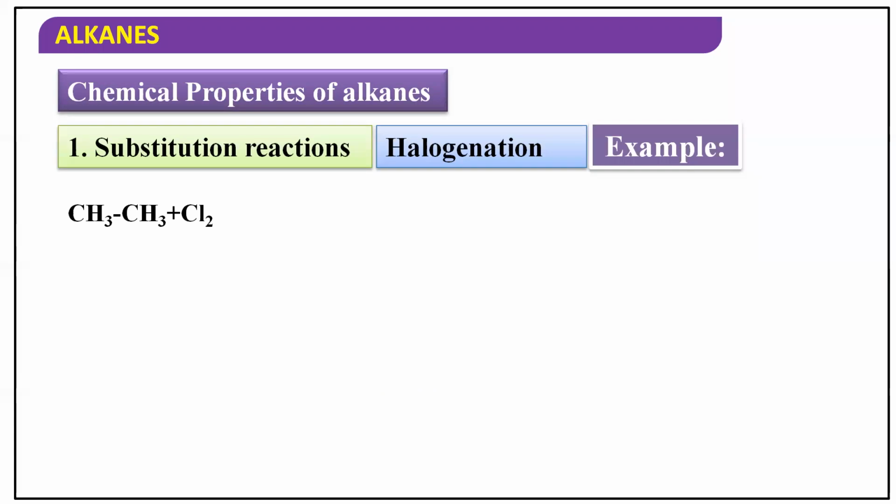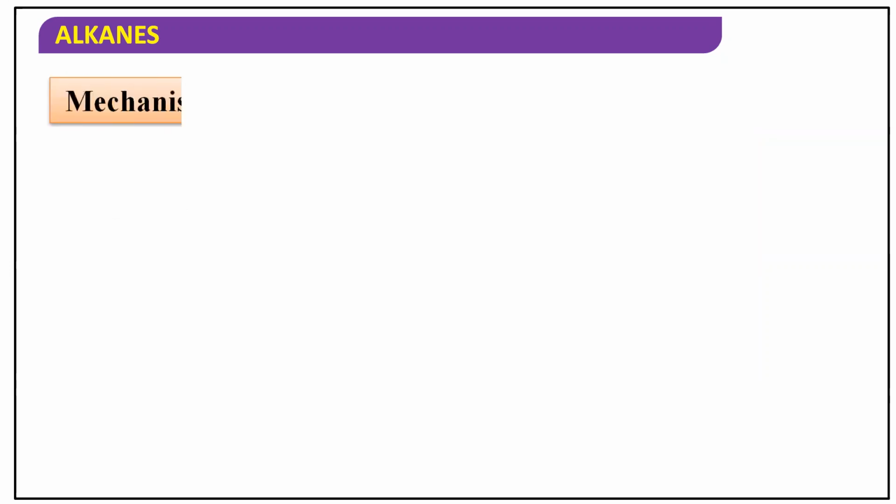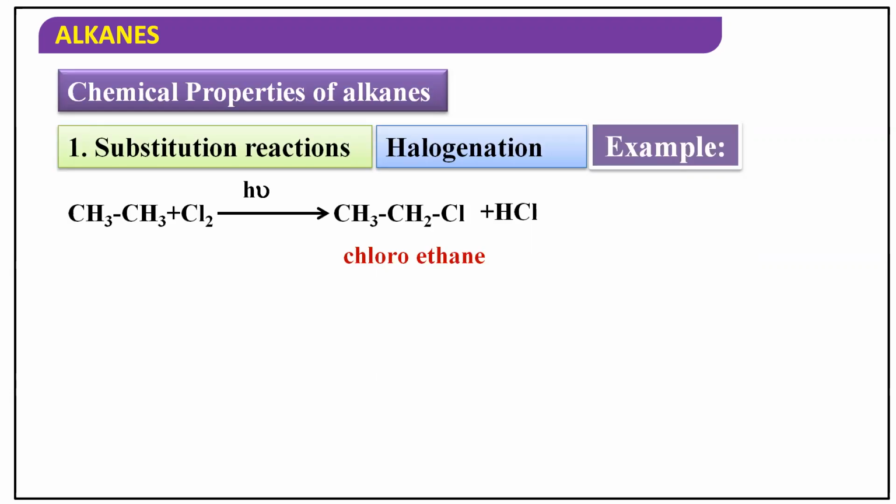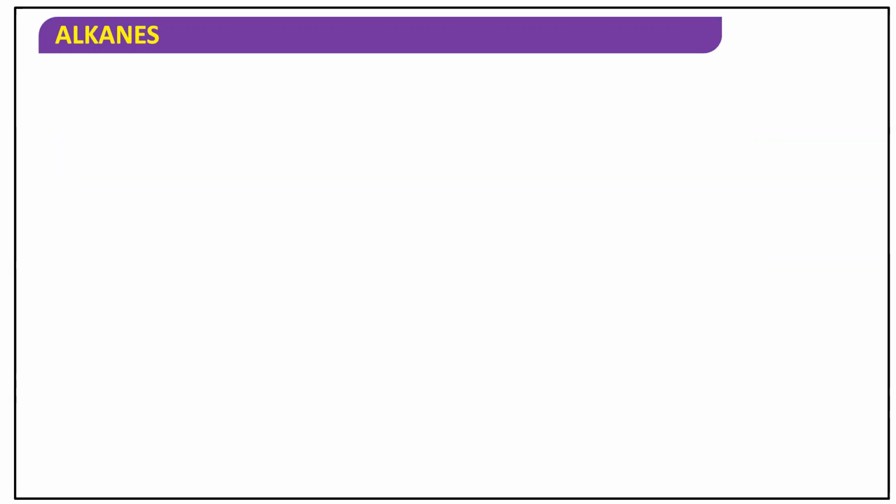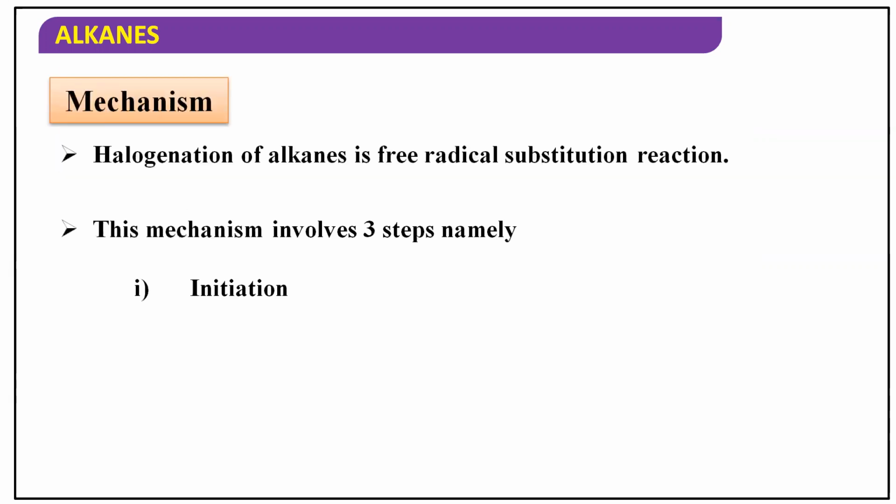Let's talk about a higher member, ethane. Again, a similar reaction, chloroethane plus HCl. The mechanism for this, as I already told you, is a free radical mechanism. Free radical mechanism involves 3 steps. Initiation, the first step, free radical formation, then propagation, and finally termination. In the termination step, all free radicals combine together and start giving the molecule itself.